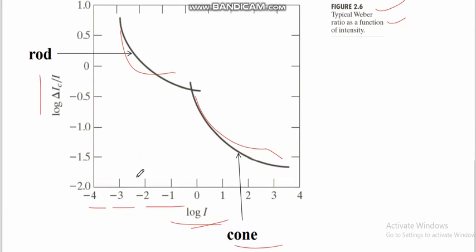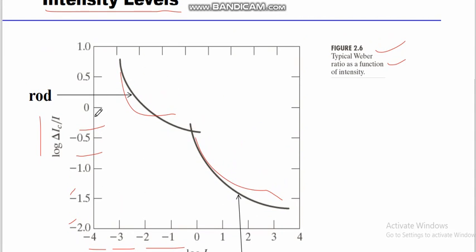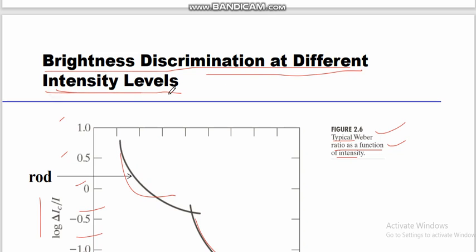Okay. Here -2, -1.5, -1.0, -0.5, 0, 0.5, 1, 1.5. Typical Weber ratio as a function of intensity. Brightness discrimination at different intensity levels.